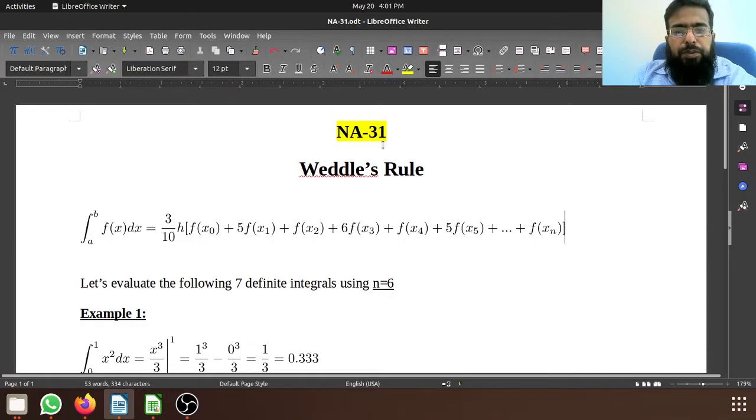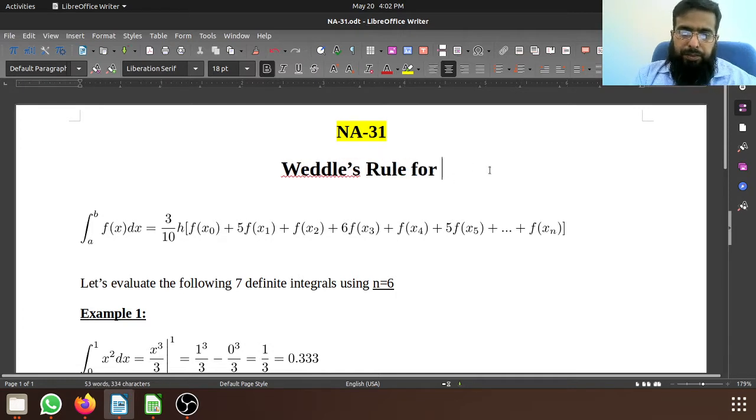Welcome to the 31st lecture on numerical analysis. In this lecture we will study Weddle's rule for numerical integration.